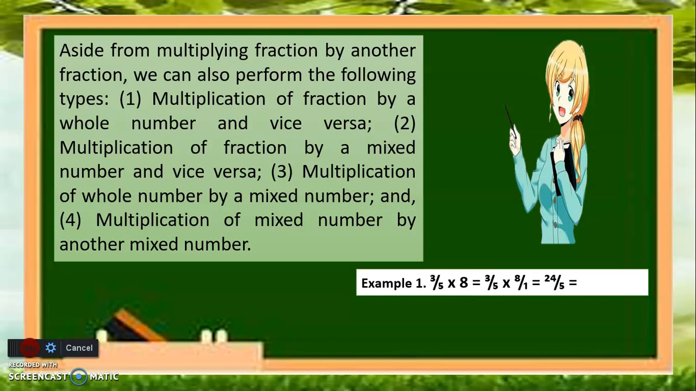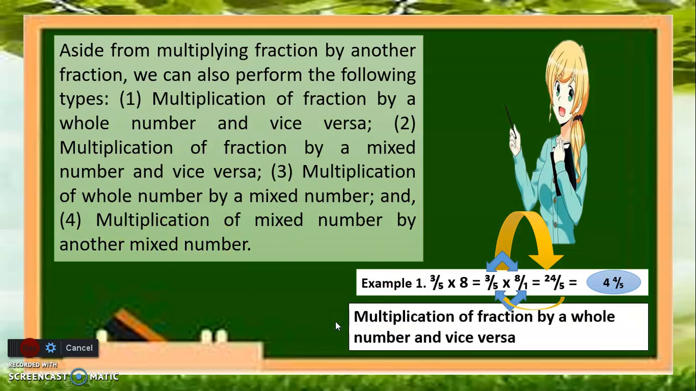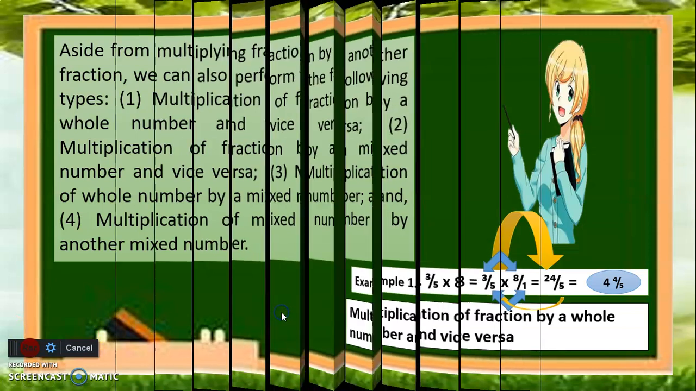So we have here 3/5 times 8. The 3/5 there is what we call the fraction, and the 8 there is what we call the whole number. But a whole number has a denominator of 1. So therefore, we have 3/5 times 8 over 1. Multiplying 3 times 8, which are the numerators, and then 5 times 1, which is the denominator, we have 24 over 5. But 24 over 5 is what we call an improper fraction. Therefore, we're going to transform it into a mixed number. 24 divided by 5, we have 4 and 4/5. This is what we call the multiplication of a fraction by a whole number and vice versa.